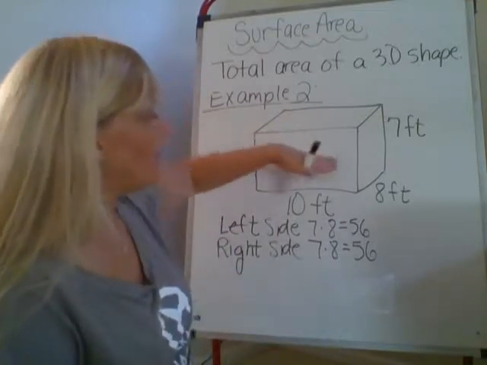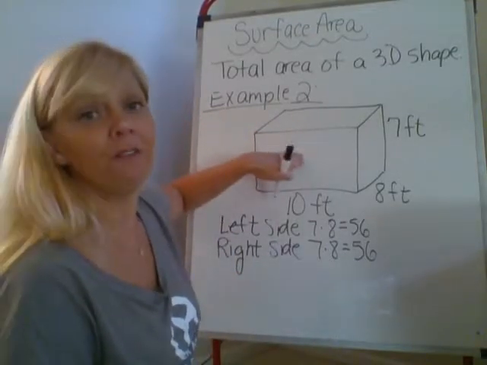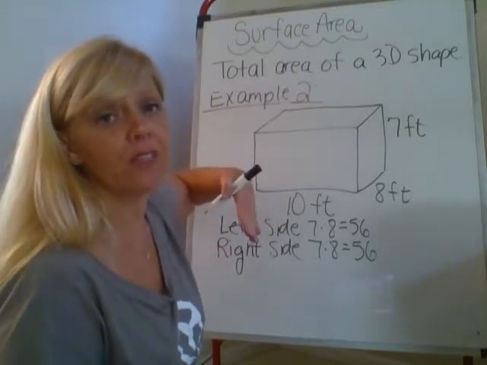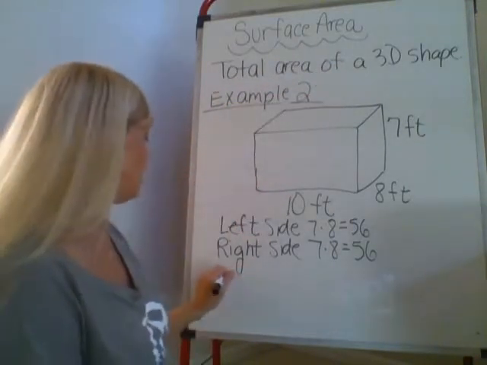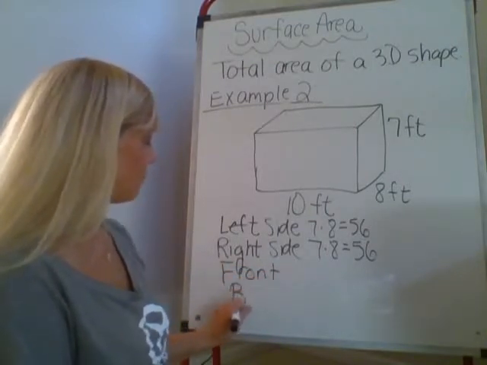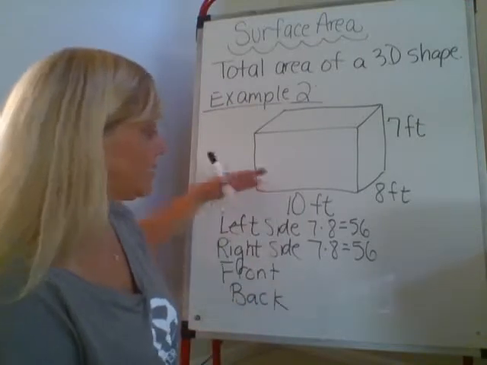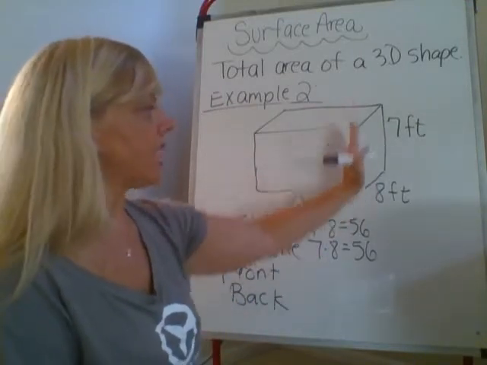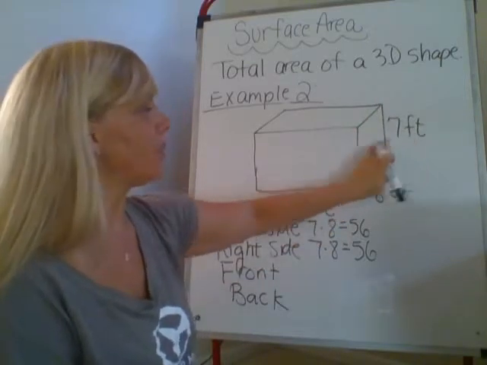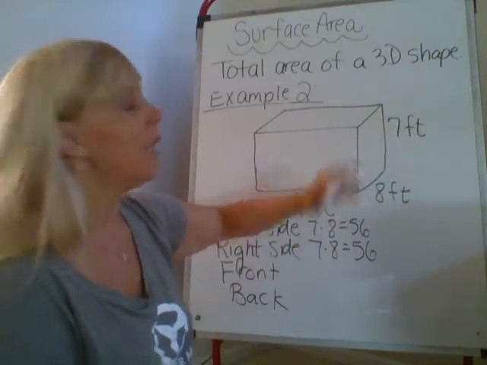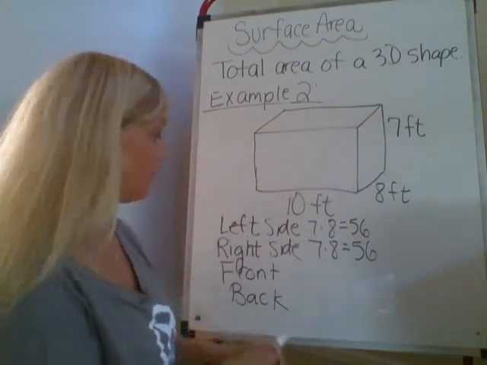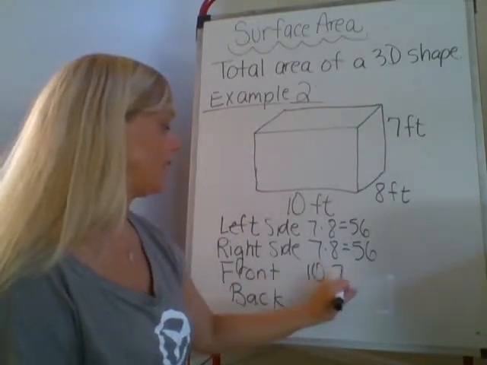What about my front face? My front face and my back face are going to be the same dimensions as well, so they're going to have the same area. So I'm going to go ahead and write front and back. My front is 10, and this side piece going straight up and down is 7. So I have to take this number and transpose it over here because these two pieces are the same length. So 10 times 7, so that's 70.